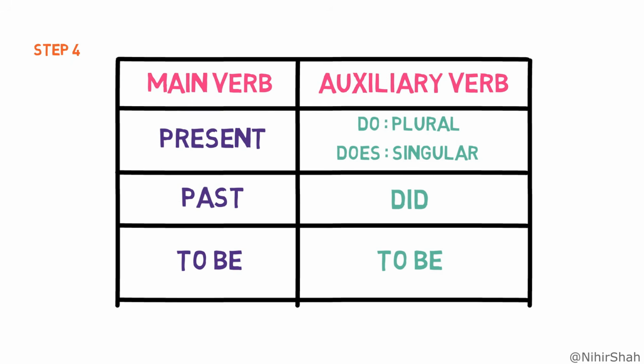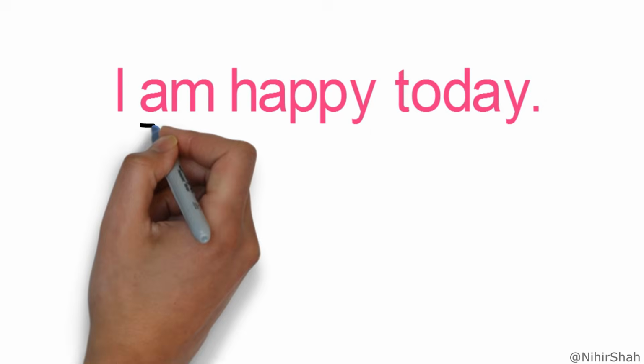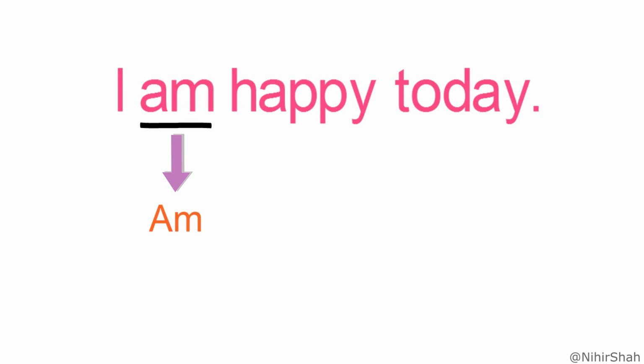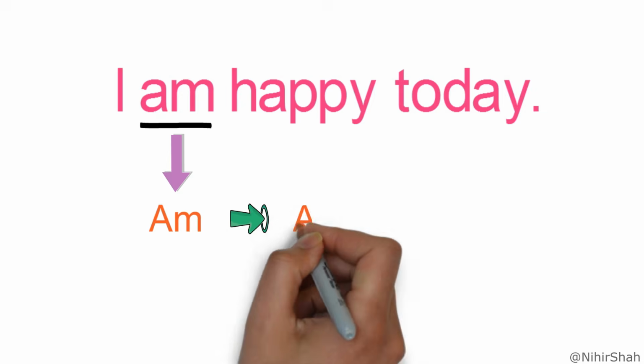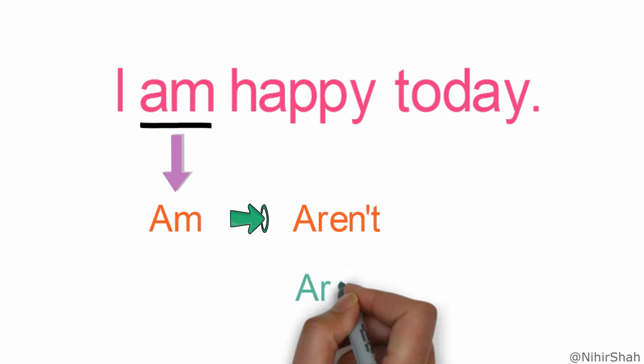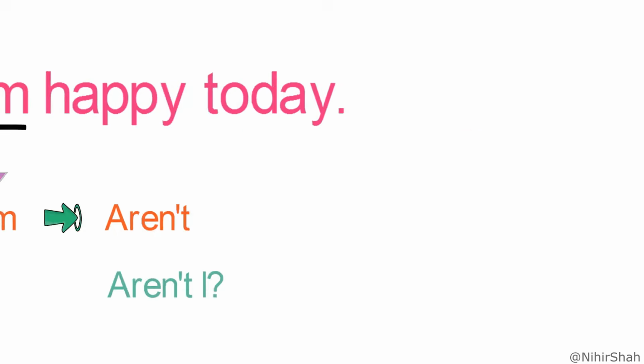I am happy today. Here auxiliary verb is not present. So as per step 4, we will form the auxiliary verb. The auxiliary verb for the main verb am will also be am. And as it is a positive sentence, the contracted form of am not will be aren't. Note, it is aren't and not amn't. And the question tag will be aren't I? Let's look into next example.